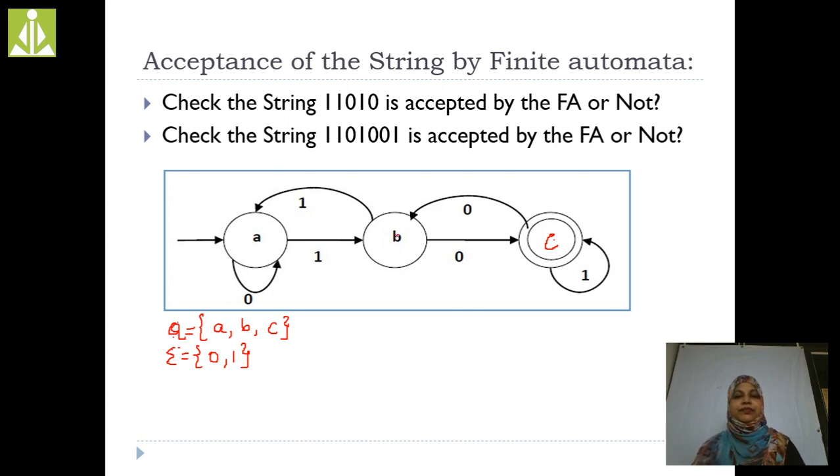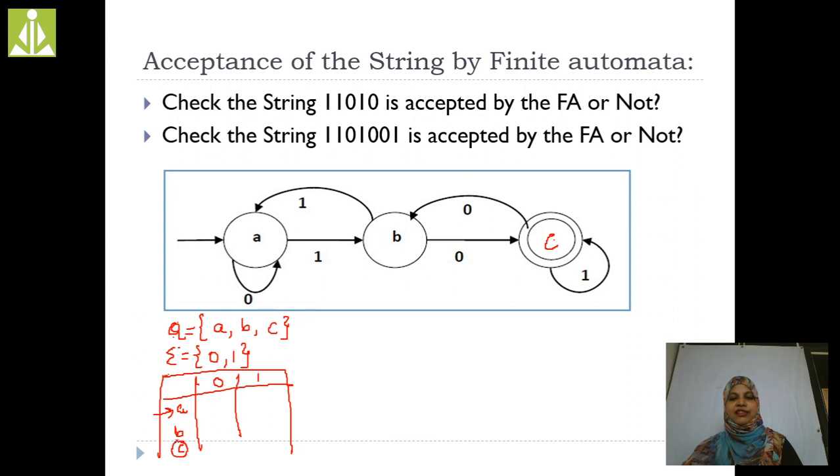Next, what is the transition function here? The transition diagram is already there, so that's the reason we have to draw this transition table. Here, 0, 1, and A, B, C. Which one is the initial state? A is the initial state. Which one is the final state? C is the final state.